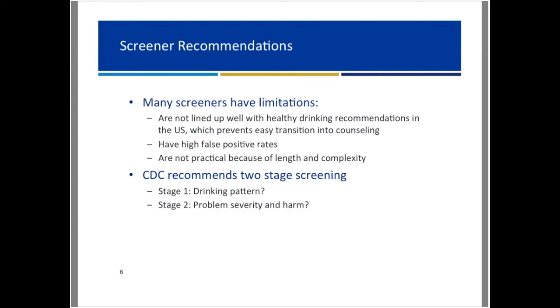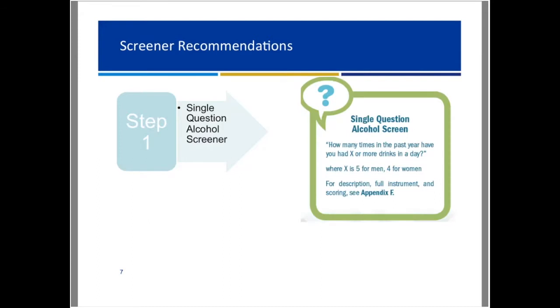As I mentioned before, some screeners have limitations and are not lined up well with healthy drinking recommendations in the United States, and that prevents easy transition into counseling. Some have high false positive rates, and some are not practical because of the length and the complexity, so the CDC recommends two-stage screening. Stage 1 is to assess the drinking pattern of the person, and Stage 2 is to assess problem severity and harm. So let's start with Stage 1.